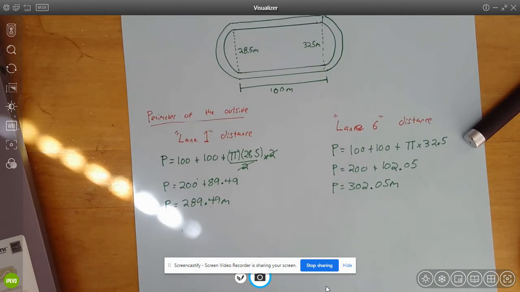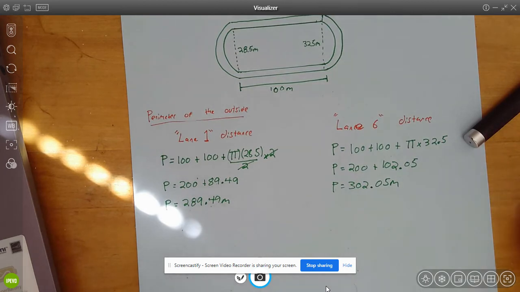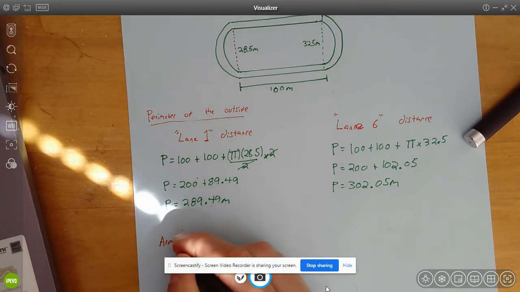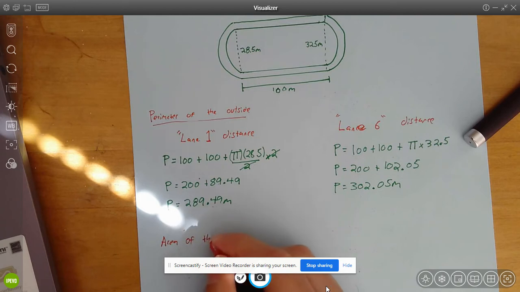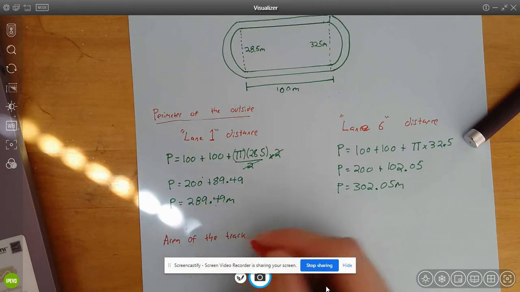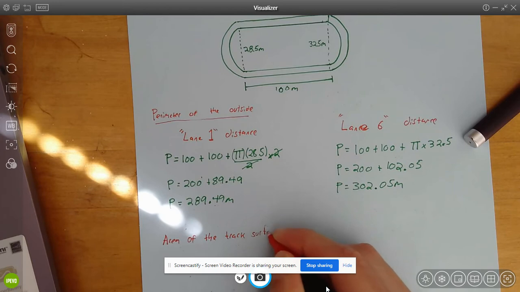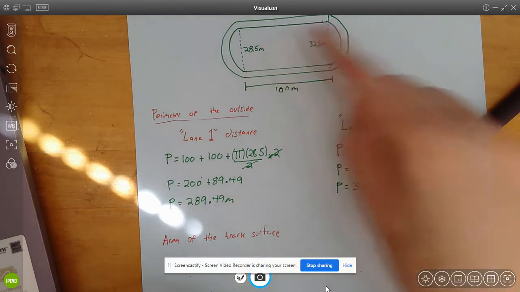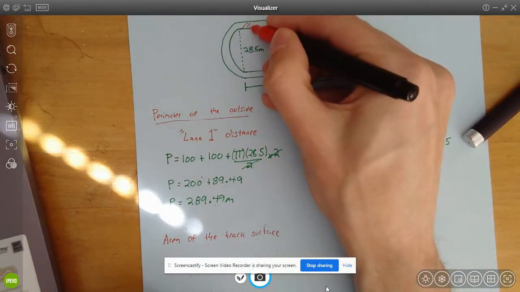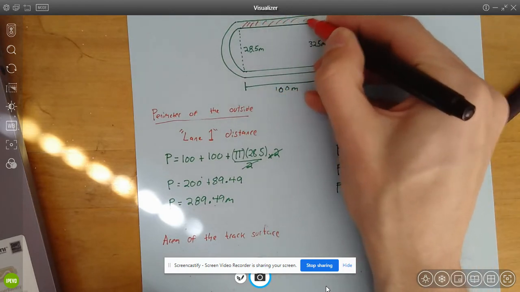The second question was, let's find the area of the track surface. When I say the track surface, the question doesn't want to know the area of the inside field. I only want to know this area all the way around the outside of the track.